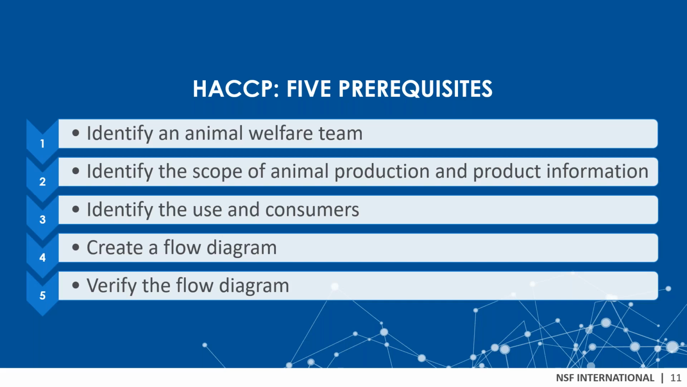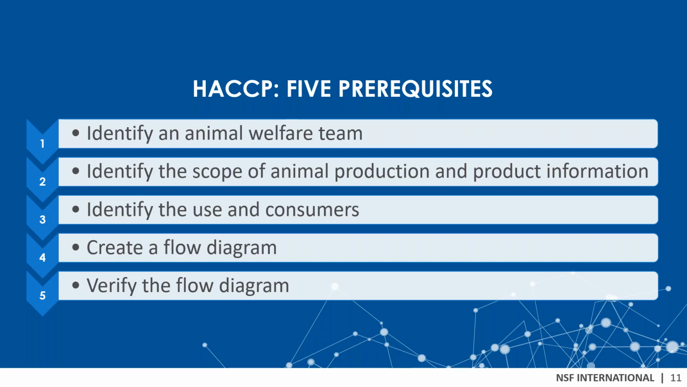Okay, step 2 is identifying the scope of the animal production and then the products and the product information, what's coming out of your facility. Second, identify the use and the consumers. So, is this something that's going to be used in animal feed? Is it going directly to a harvest operation for slaughter, for harvest and then consumption? What's the outcome of the product that you're producing?